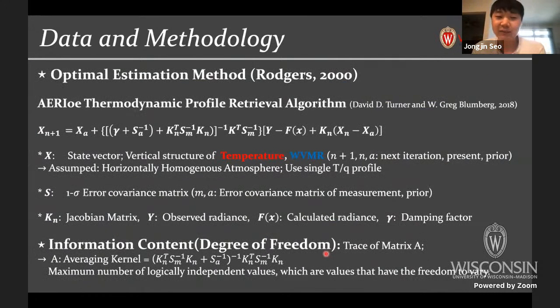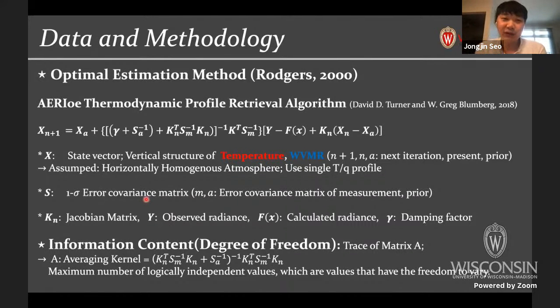And this is the optimal estimation method we used in the retrieval algorithm. So the state vector X can be calculated using these equations. In these equations, the state vector X is the vertical structure of temperature and water vapor mixing ratio. And we only use single TQ profiles because we assume a horizontally homogeneous atmosphere. And also the error covariance matrices of measurement and prior are considered in these equations.